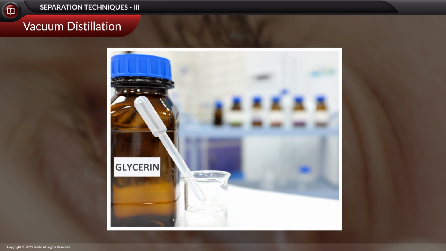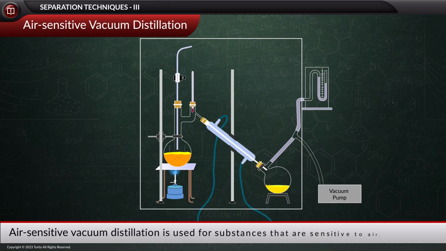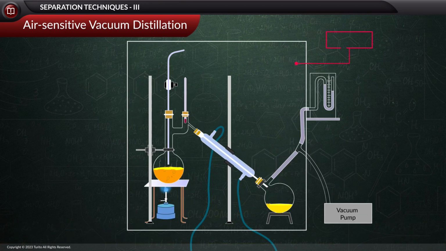The next method, which we have to learn, is air-sensitive vacuum distillation, which is similar to vacuum distillation. The only difference between these two techniques is that this process is carried out in the presence of inert gas rather than air.